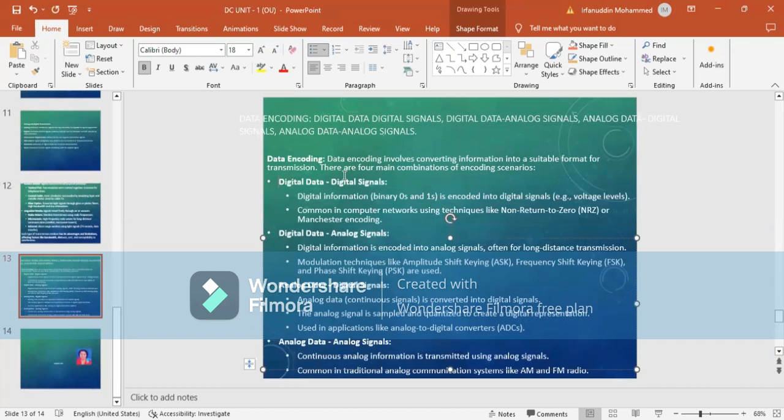Analog data and digital signal. These are the four combinations of digital data and analog. It is a two by two combination, so four combinations will be coming, but even a fifth one is also arising. Coming to digital data and analog signal, digital information is encoded into an analog signal, often for long distances, using modulation like amplitude shift keying, frequency shift keying, and phase shift keying.